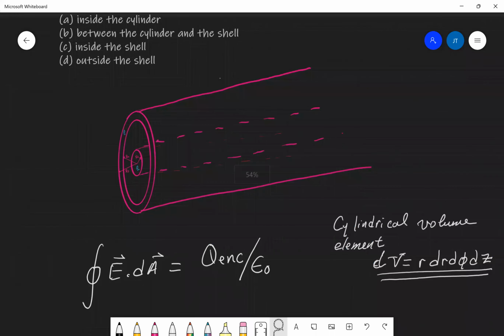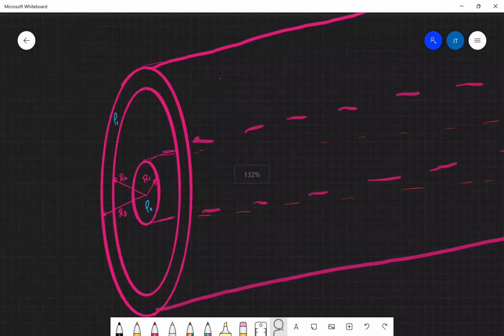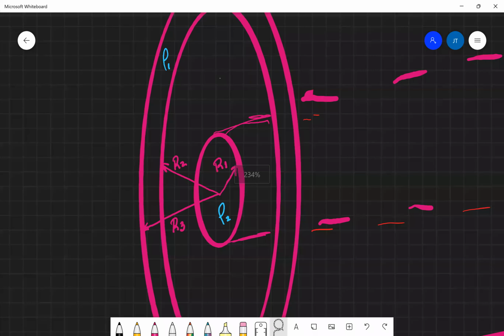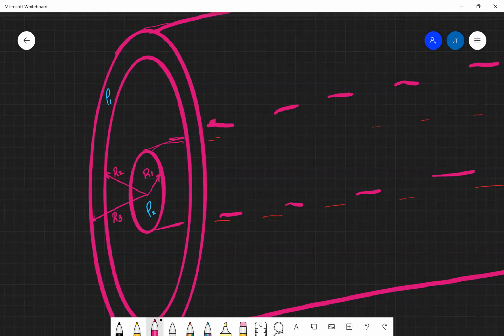Let me magnify this. All right, so we have a solid cylinder in the center. This is solid. Non-conductor has a density ρ2 and radius r1. Then there's like an air gap or vacuum. And then there's a cylindrical shell of inner radius r2 and outer radius r3 that has a different charge density. I mean, it could be the same, okay?